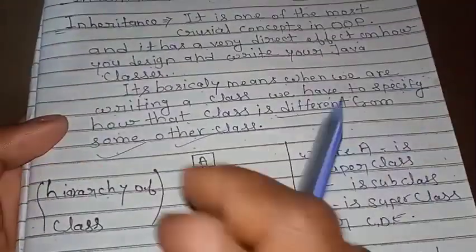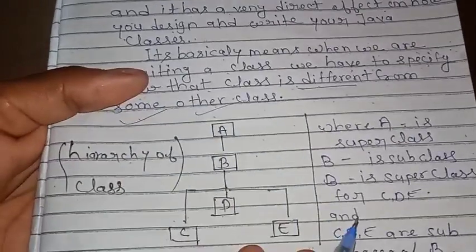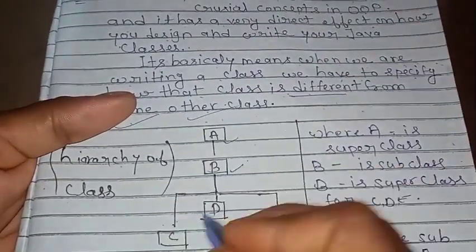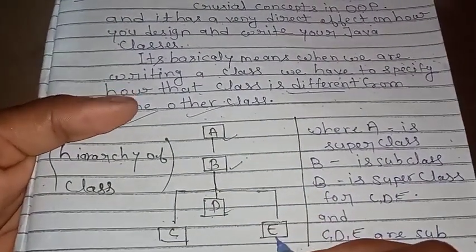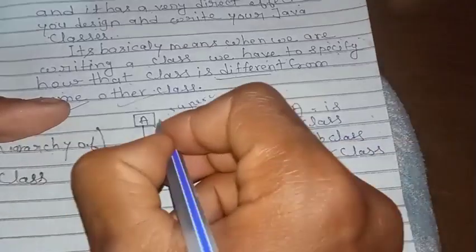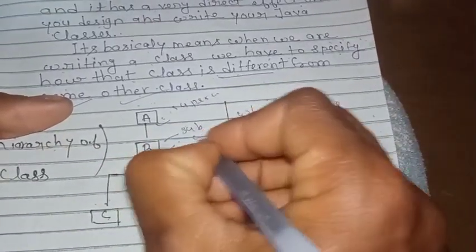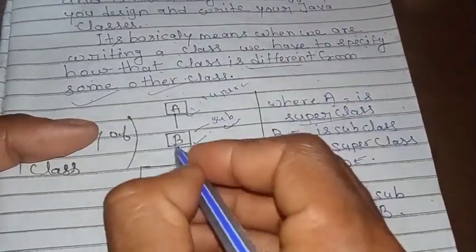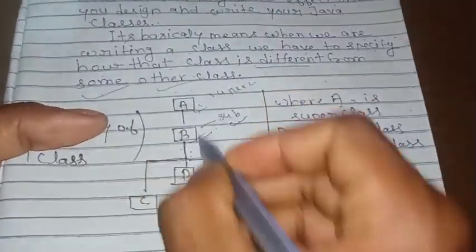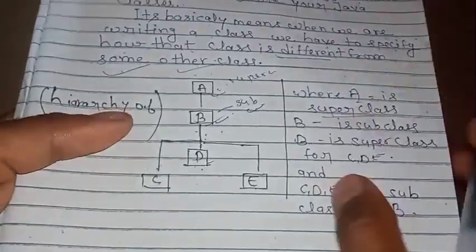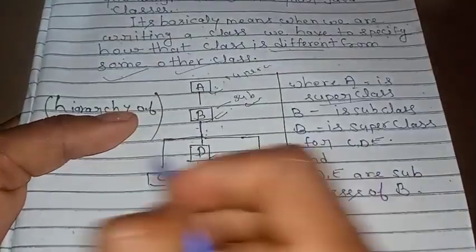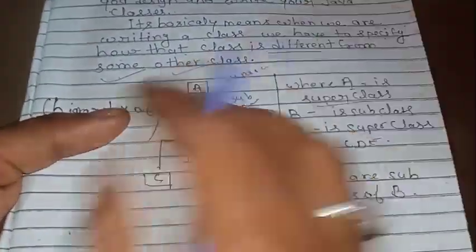In inheritance, if we look at the hierarchy of classes, there is class A, class B, and subclasses D, C, and E. Here A is a superclass, and B is a subclass of A. Now D is a subclass of B, and B is a superclass of D. B is a superclass of D, C, and E. These are the subclasses of B, and B is a subclass of A. Okay, thank you.